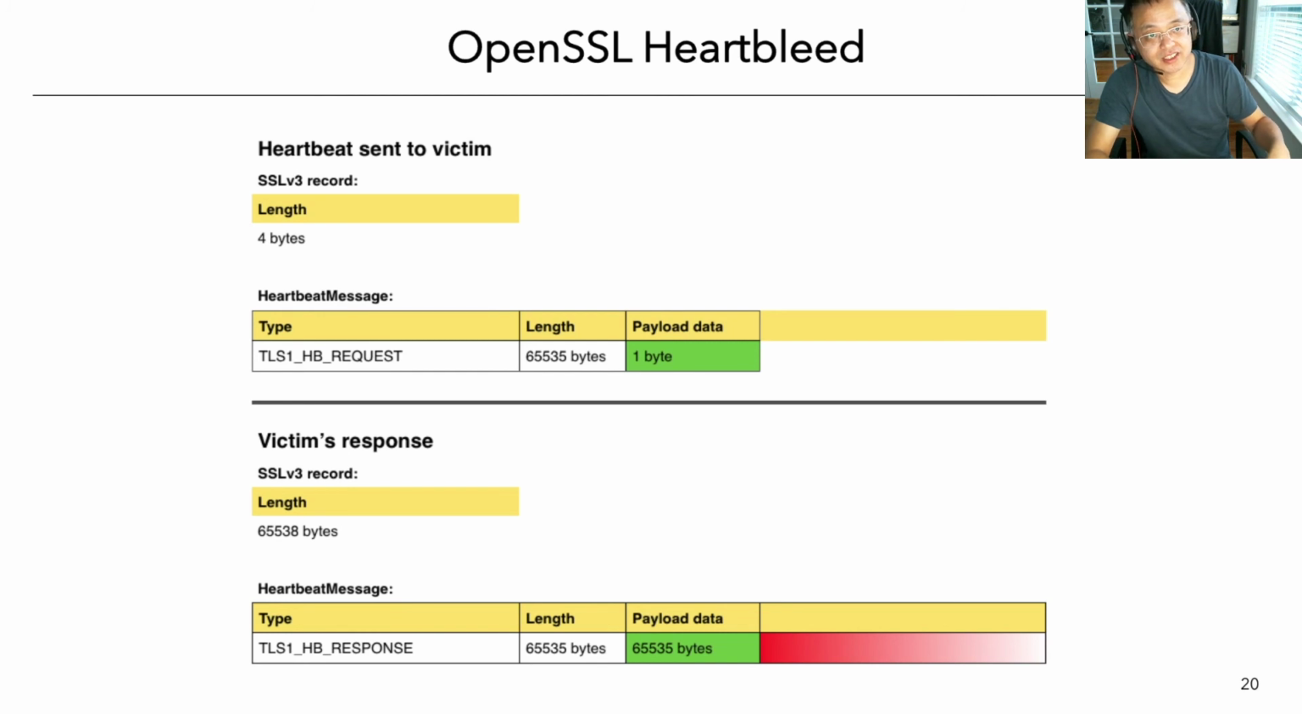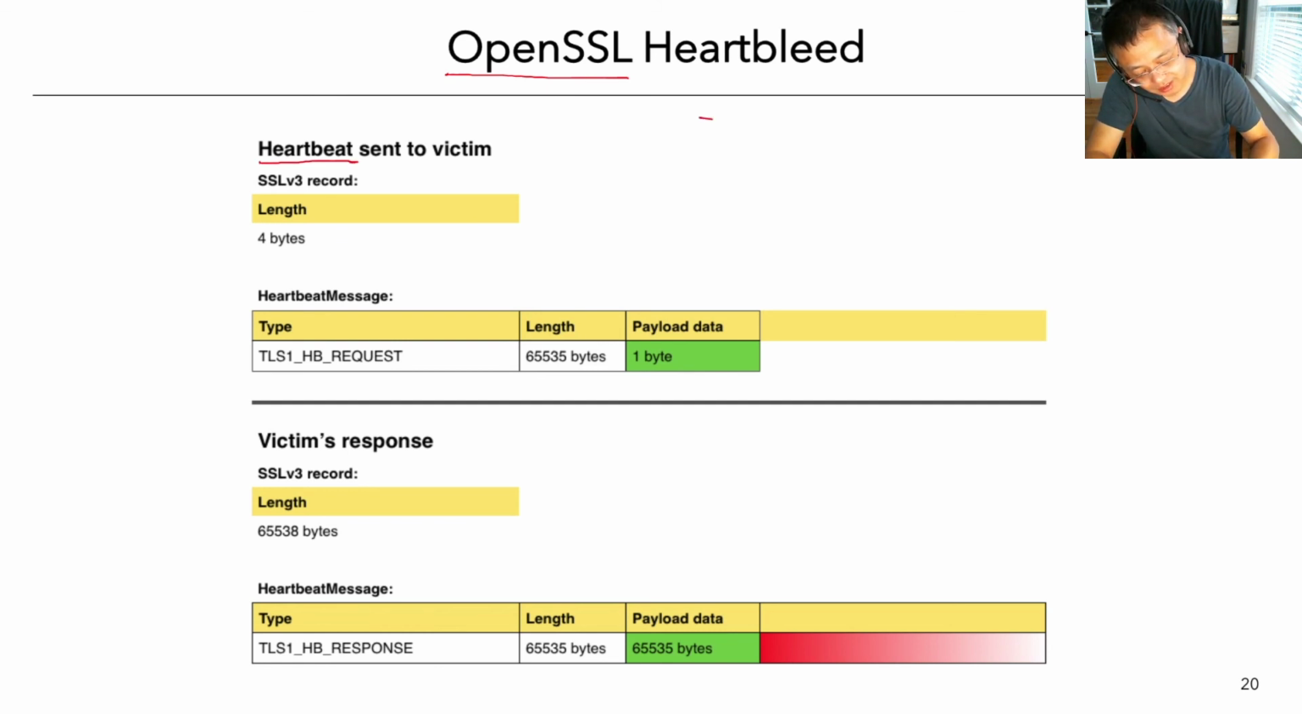Okay, another high-profile vulnerability: OpenSSL Heartbleed. Heartbleed is a vulnerability in the OpenSSL library, which is used very widely. It's ubiquitous. The Heartbleed bug is actually a problem in the heartbeat protocol.